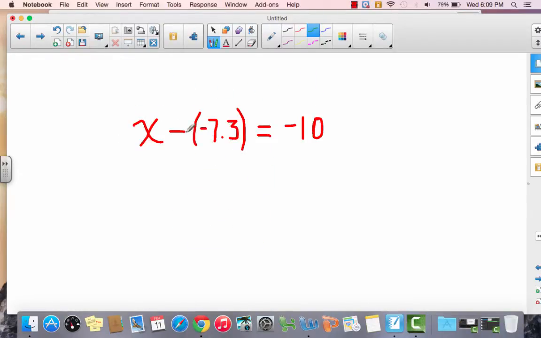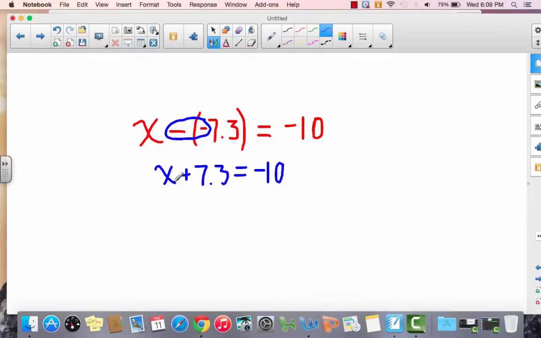So x minus negative 7.3 equals negative 10. The first thing I notice is that I have a whole lot of different signs here. So to make this a little easier, I'm going to start off right here. And I know that minus a negative becomes a plus. So I'm going to rewrite my equation as x plus 7.3 equals negative 10. And the reason I do that is it makes it a little easier for me to identify what operation I need to use in order to get x by itself.